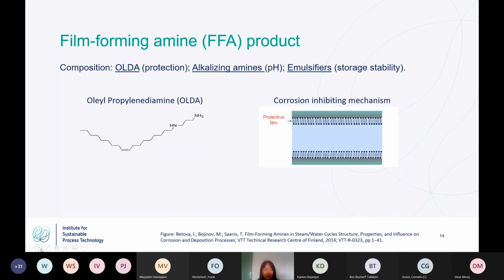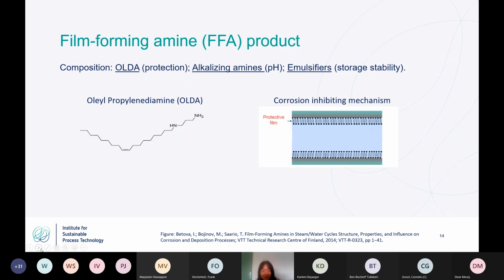Next one, please. So the film-forming amine product is now used in the steam water system as a corrosion inhibitor. In the plant from the study, they are using ODA as the film-forming amine, which you can see the structure here. On the left side, it's oleylpropylene diamine. Normally, these film-forming amine compounds are saturated or unsaturated aliphatic carbon chains connected to primary and/or secondary amine groups. And here you can see it's an unsaturated carbon chain connected to one primary and one secondary amine.